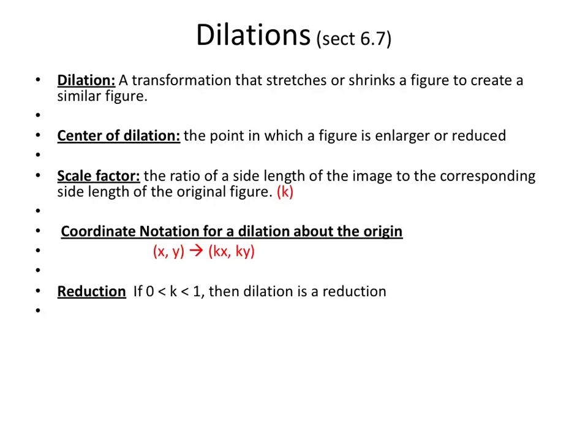Now, if k is between 0 and 1, then the dilation is going to make the figure get smaller. It's going to reduce it. If k is greater than 1, then the dilation is an enlargement. We won't get into what happens if k is negative because that just does some weird things and we're not at that point. So our k's will be positive. And so there, for a reduction, k is between 0 and 1, for an enlargement, k has to be greater than 1.